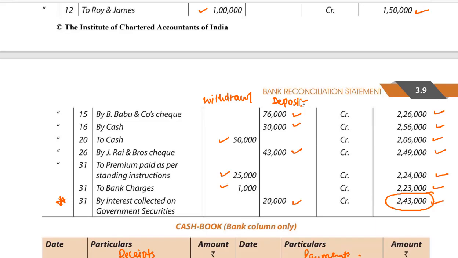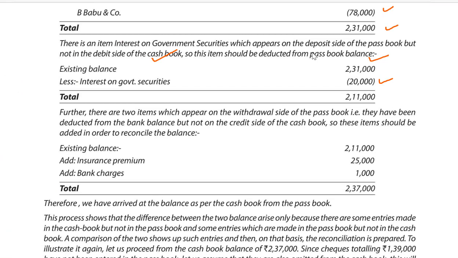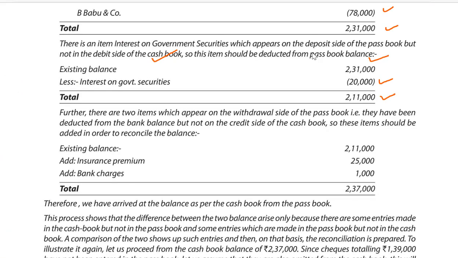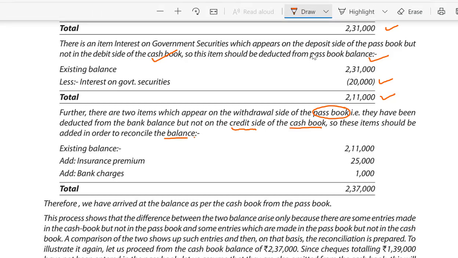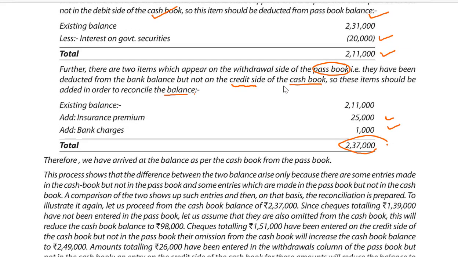Entry number 31 in the passbook. Deduct 20,000. We arrived at a balance of 2,11,000. Now further there are two items which appear on the withdrawal side of the passbook and have been deducted from the bank balance but not on the credit side of the cash book. So these items should be added back again. That is insurance premium and bank charges, 25,000 and 11,000. And finally we arrived at a final balance of 2,37,000.